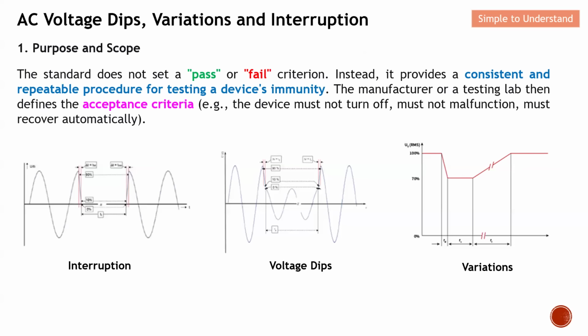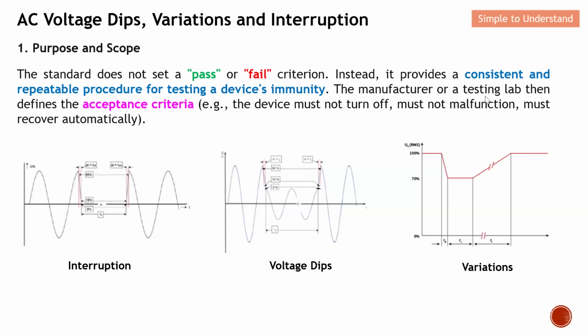Why we have this standard is to provide something consistent and repeatable to test your device's immunity. So for example, when you test it in one test house and it fails, it will continue to fail when you go to another test house. Basically, this is the objective of this video. Whether it passes or fails the test is decided by you as a manufacturer.